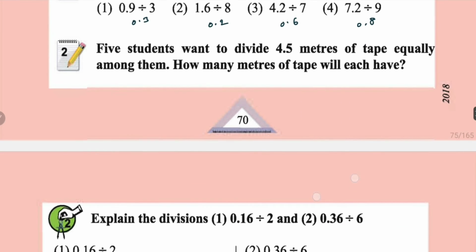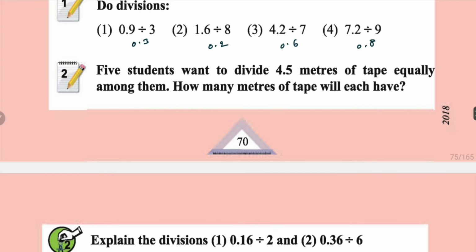5 students want to divide 4.5 meters of tape equally among them. How many meters of tape will each have? 4.5 by 5. How much? 0.9.